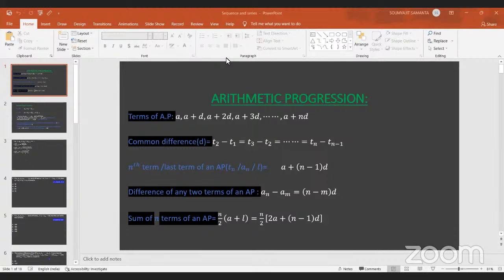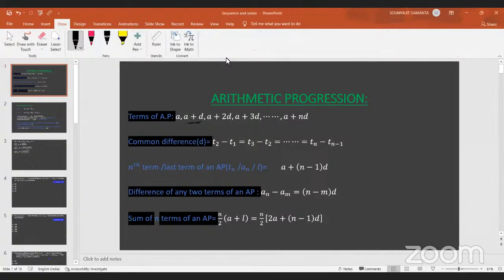Suppose see, the second term is A plus D. So A plus D minus A, tell me, D. Similarly, third term minus second term, if we do A plus 2D minus (A plus D), we'll get the common difference as D.